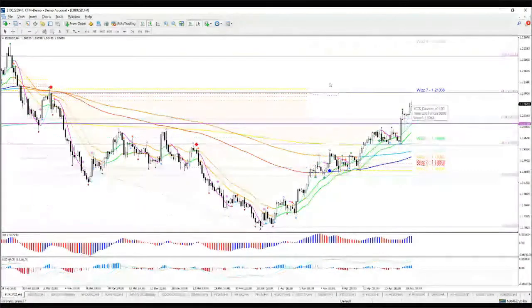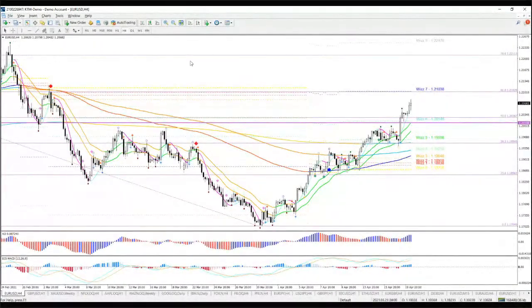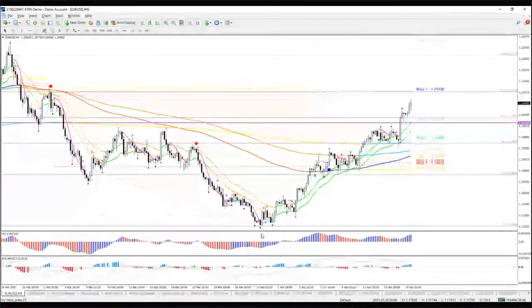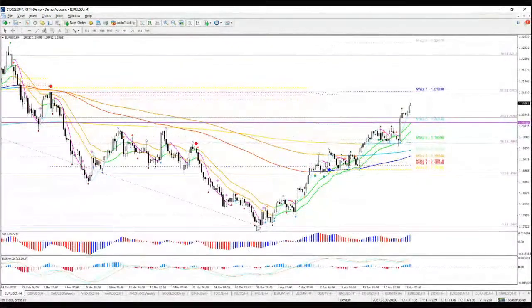We got a continuation higher. So that's indeed correct. So there is a chance for price to move a little bit higher still to the 61.8 fib. That should be a bouncing spot for a move down. That's the 61.8 fib. And how far could it move down?